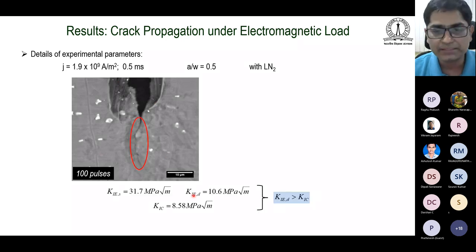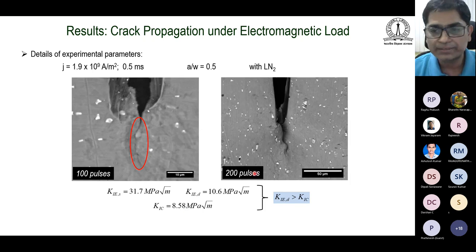If we again look at the stress intensity factor that we have calculated in the dynamic range, it looks like it is higher than what is required for the fracture of this film. We can continue with 200 pulses and the crack becomes longer. Please remember that this is a 50 micrometer length scale, whereas this is 10 micrometer. So the crack just continues to propagate as we pass the pulse for longer and longer time.